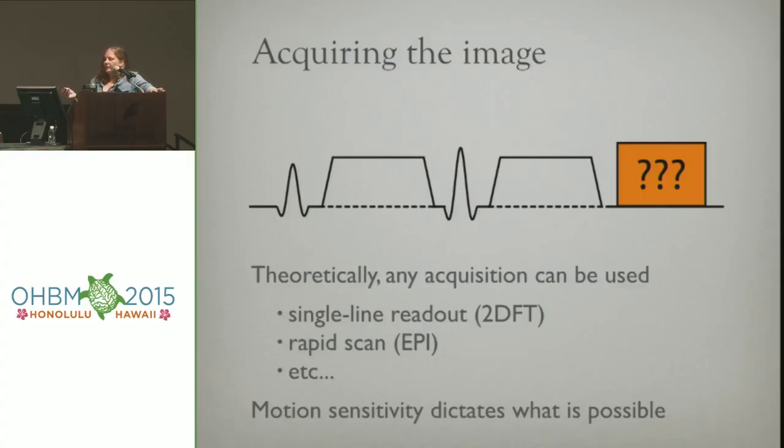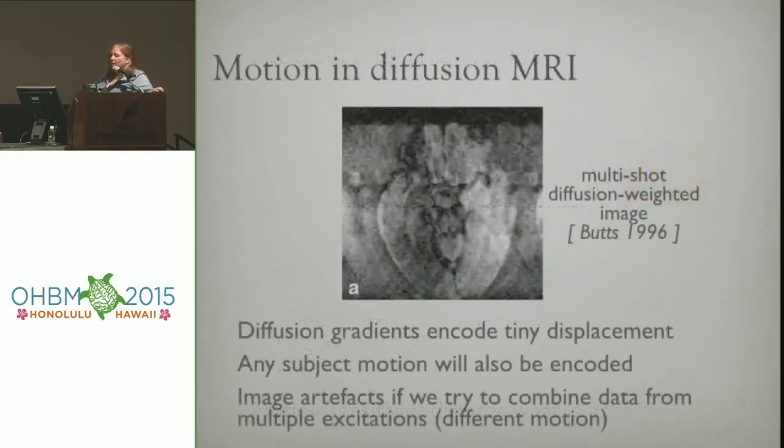But in practice, the single biggest factor that dictates what we do is motion. Although increasingly I kind of think that acquisition speed also leads us to the same answer that motion leads us to. And that is that we have a problem if we try to acquire our images over multiple excitations.